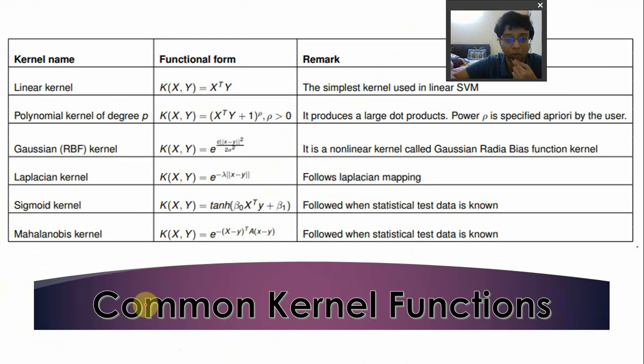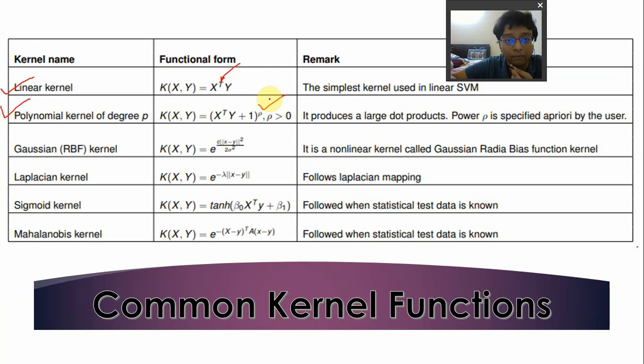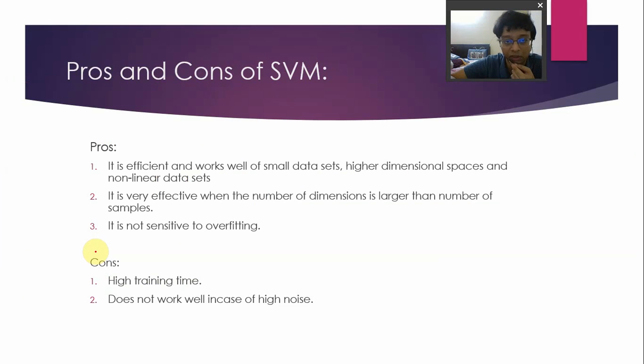Now there are a lot of common kernel functions used, being the linear kernel function and the polynomial kernel function. The T here indicates the dot operation. So (x dot y plus 1) the whole to the power p is the polynomial function. We just use this in our example, with a square here. Then there are the Gaussian or RBF kernel, Laplacian kernel, sigmoid kernel, and Mahalanobis kernel. There are also many more kernel functions, but that is outside the scope of this lecture.